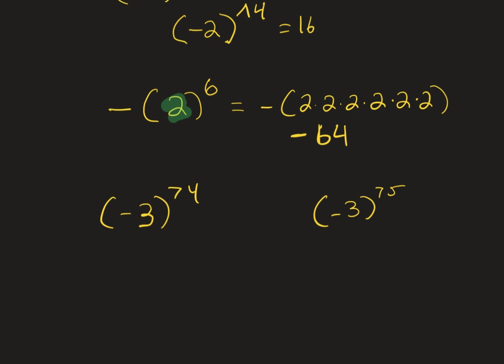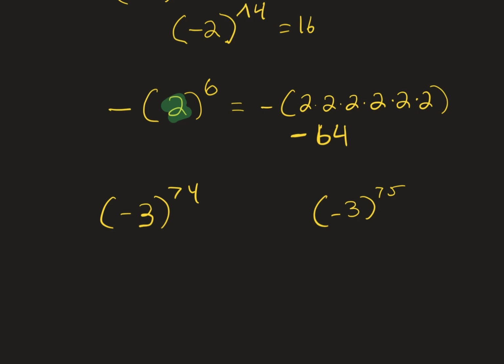If I square something, it'd be negative times a negative. Negative times a negative is a positive, right? If I cube something, that's negative times a negative times a negative, so something cubed is going to be negative. What about to the 4th? Negative, negative, negative, negative. Positive.